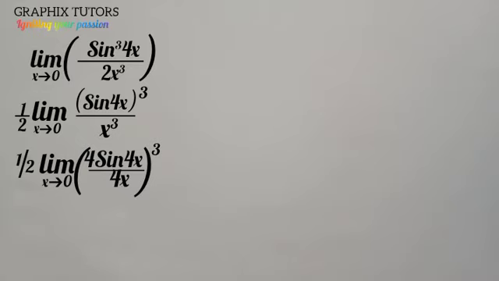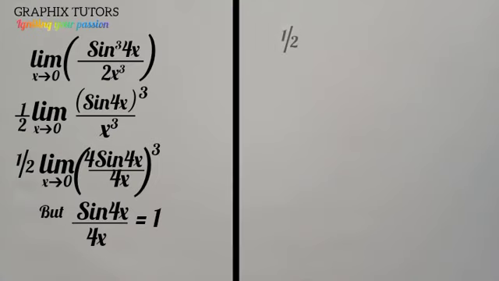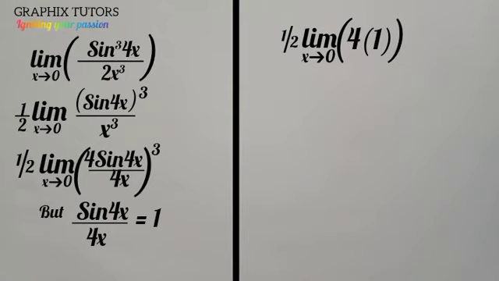So if I implement it here, this is what I'm having. So sin 4x over 4x is 1. So I will now be having 1 over 2 lim x tends to 0 into bracket 4. Everything that is sin 4x over 4x is 1, so times 4, all raised to the power of what? 3. Now we know 4 times 1 is 4, and 4 raised to the power 3 is what? 64. So I'll be having 1 over 2 lim x tends to 0 times 64.